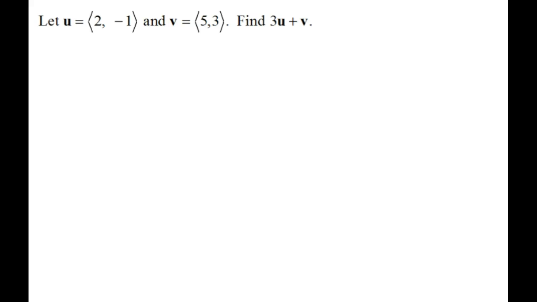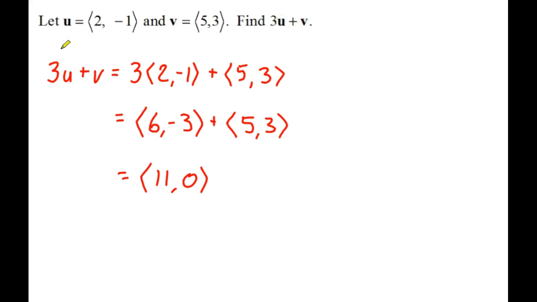Now we're going to go through an example that incorporates vector addition and scalar multiplication into the same problem. So we have vectors u and v, which we're given the component forms for. We want to find 3 times vector u plus vector v. The first thing we have to do if we're going to find the sum of 3u plus v is use scalar multiplication. Remember, we just basically have to distribute that 3 through to each component.